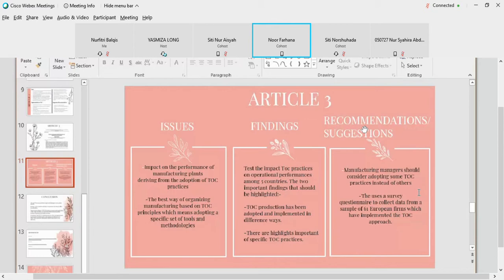There are 7 measurement scales that have been proposed for the major different aspects of TOC. The first one, drum buffer rope methodology, time buffer management, MRP for optimized schedules, material movement, master schedule, non-constrained resources, and backward and forward scheduling. The non-constrained resources with excess capacity and master schedule optimized for constrained resources were found to be the most effective approaches to improve manufacturing performance. That's all.